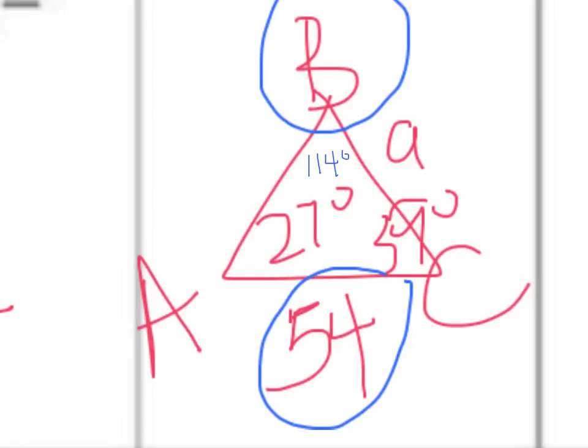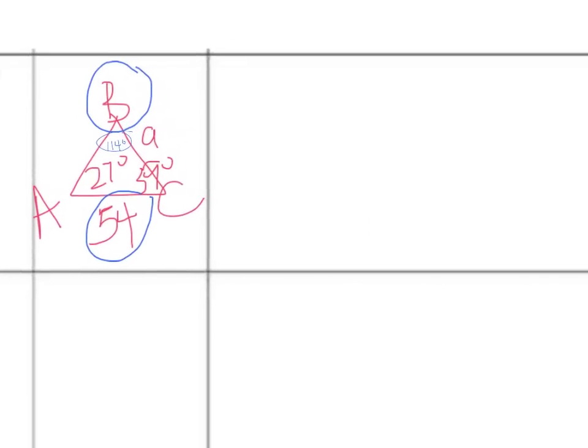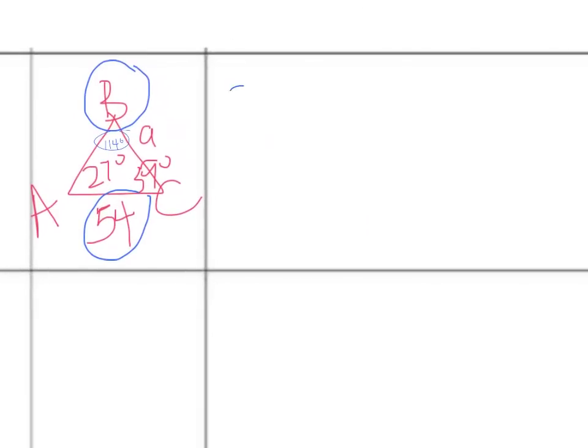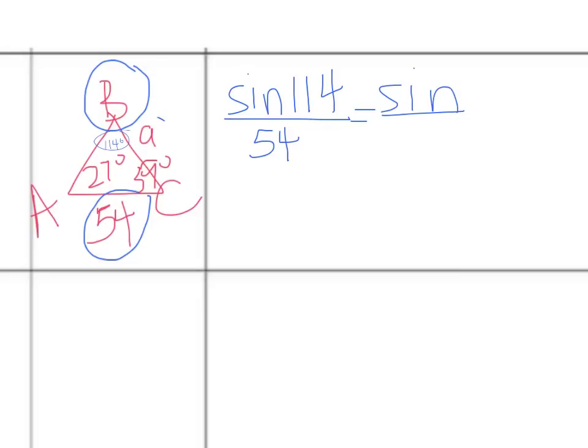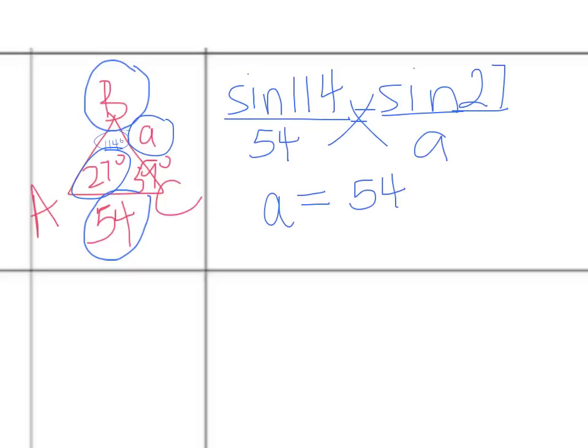So there's my pair. I have 114 and 54, so that's what I'm going to start my proportion with. I'm going to say the sine of 114 divided by 54 equals the sine. I'm looking for side A, so therefore I'm going to use angle A. So sine of 27 over A. Cross multiply and divide, and you're going to get that A equals 54 sine of 27 divided by the sine of 114.